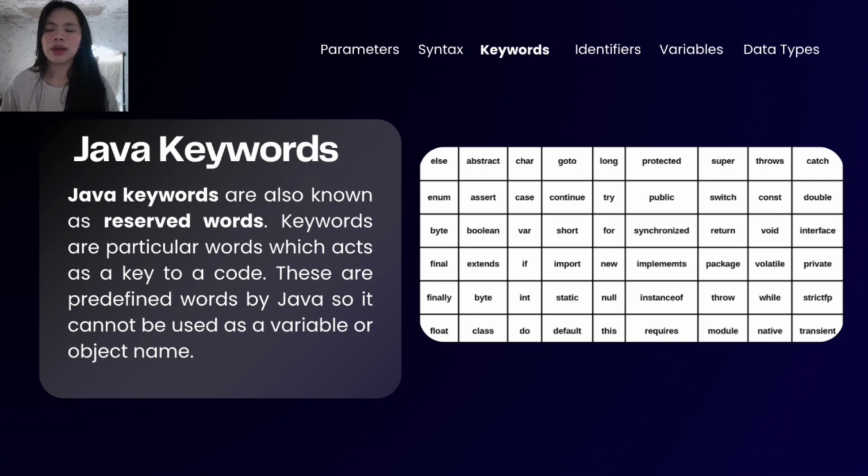In Java, keywords are also called reserved words because they have special meanings and specific purposes in the program. These words are already defined by Java and are used to perform certain functions or represent certain actions in the code. Since they are part of the Java language itself, they cannot be used as variable names, class names, or identifiers. Here are the examples of Java keywords.